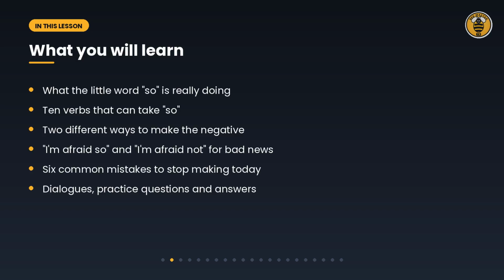Here is the plan. First, what the little word so is really doing in these answers. Then 10 verbs that can take it. Then the 2 different ways to make the negative, because English does not use just one. We will look closely at I am afraid so and I am afraid not, which are your polite tools for bad news. Then 6 common mistakes. And we finish with dialogues, practice questions, and full answers.